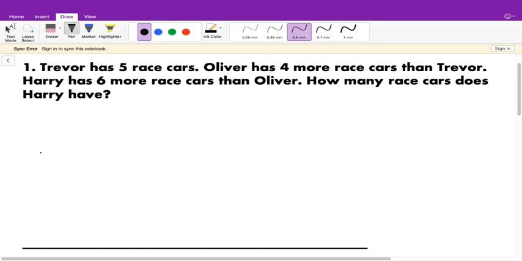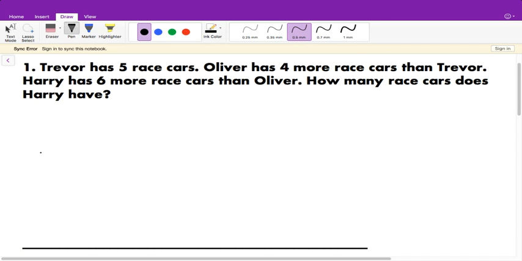Trevor has 5 race cars. Oliver has 4 more race cars than Trevor. Harry has 6 more race cars than Oliver. How many race cars does Harry have?